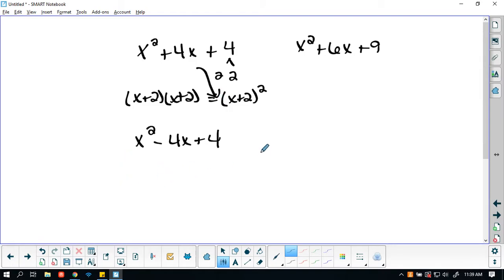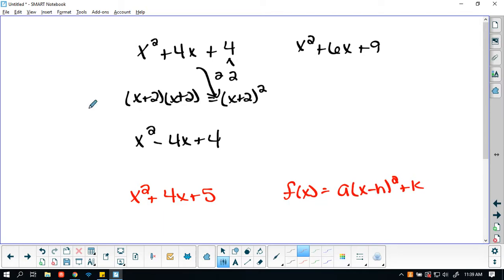Now, not all trinomials are perfect squares. We could have something like x squared plus 4x plus 5, where there's no two factors that can multiply to give us 5 and add to give us 4. So we're going to do what's called completing the square. Another good thing that completing the square helps us do is find the vertex form, because we will get it into this a(x minus h) squared plus k format. And this example is building our way to that.